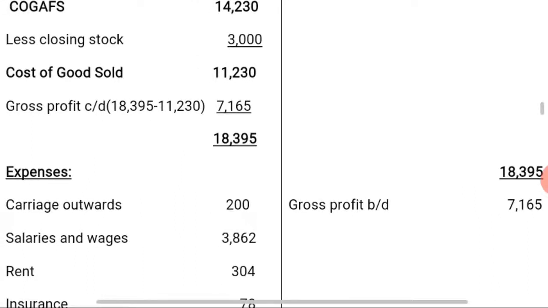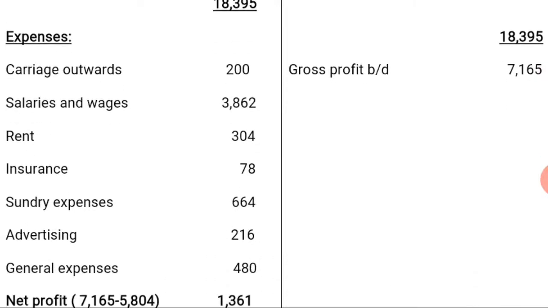Since we have gross profit carried down in our trading account, you have to bring it down. Therefore, we have gross profit brought down on the credit side of our profit and loss account, a gross profit brought down of 7,165 Naira, out of which we are going to deduct the total of expenses.